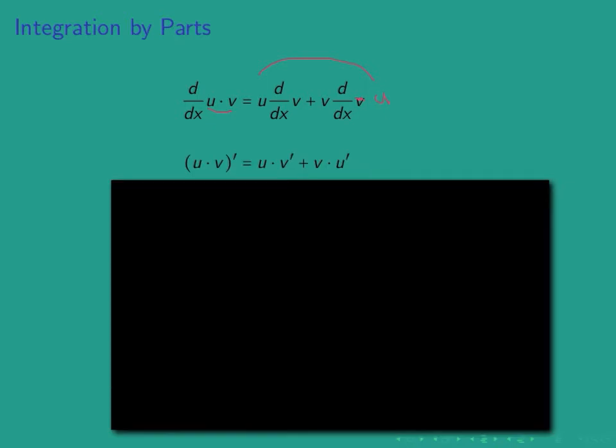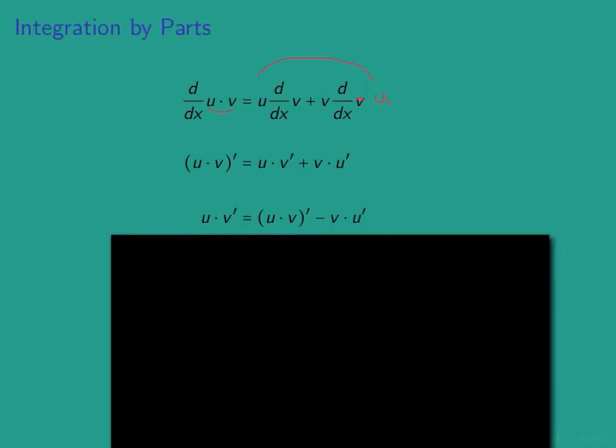So the next step is simply to rewrite this first line in a different notation to make things just a little bit easier. So (u v)' is equal to u v' plus v u'. That's saying exactly the same thing as this top line, which is the application of the product rule.